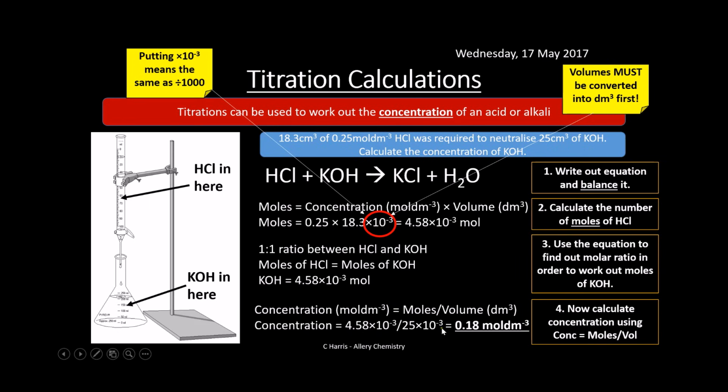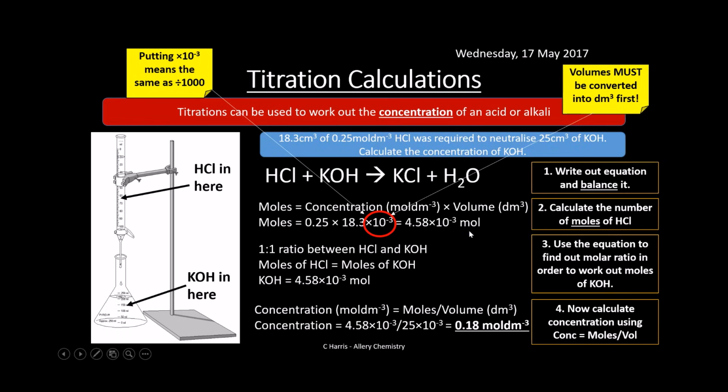Again, convert that into decimeters cubed. We know they had 25 centimeters cubed to start off with, times 10 to the minus 3 to convert into decimeters cubed, because that's the centimeters cubed there. And that gets us 0.18 moles per decimeters cubed. That's the concentration that we've just worked out. So that is the concentration of your unknown potassium hydroxide that we didn't know, but we do now.